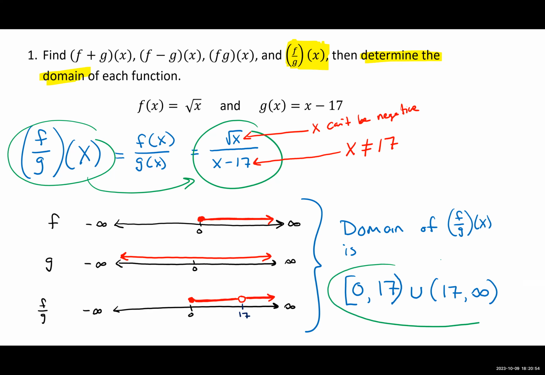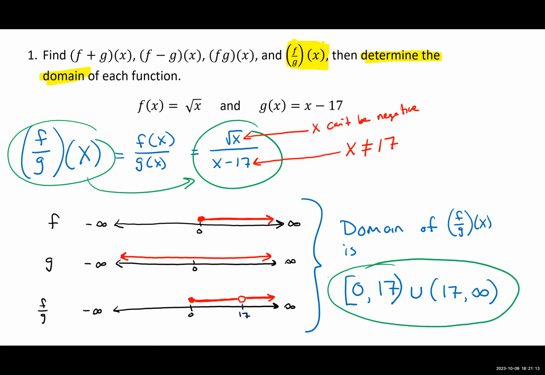All right, so in this particular problem, the plus, the minus, and the times all gave us the same domain. But division, we have a slightly different domain because we had to throw out one of the numbers. We had to throw out 17.